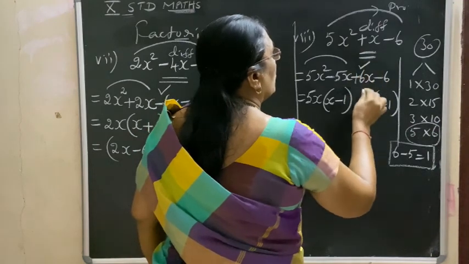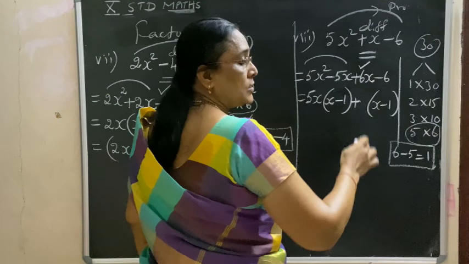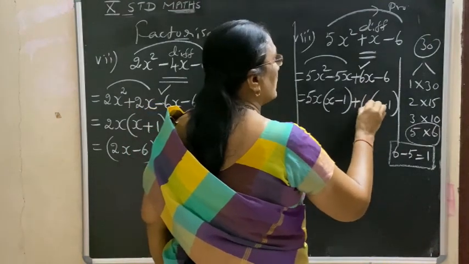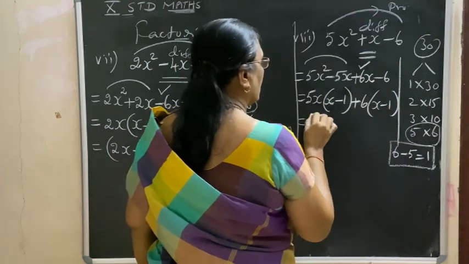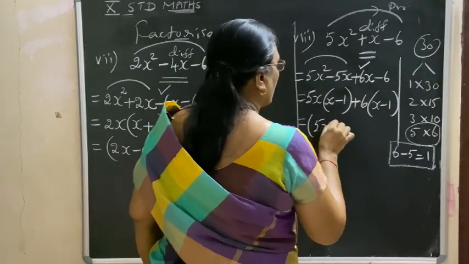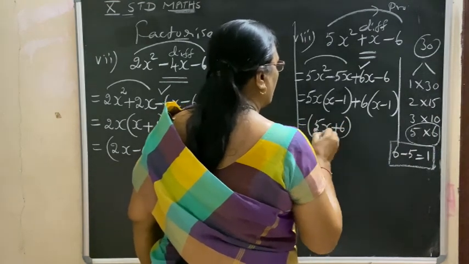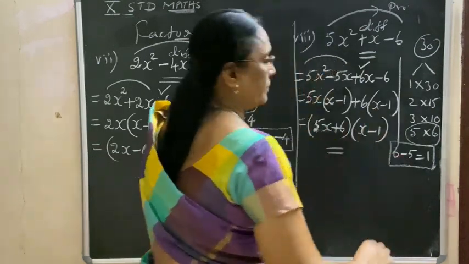Then you see the third one. If plus is given, put that plus sign. Then see what is the quotient here. 6 is given, here 1 is given. 1 6s are 6. Then 6 into x, 6x; plus into minus, minus 1 6s are 6. Now what are the two factors? 5x plus 6, and out of these two, x minus 1.